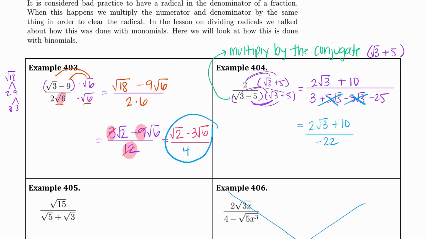Just like in the last one, we're going to look at all of our numbers outside of the radical symbols and see if they can simplify. In this case, they can all be divided by 2, so I get 1 square root 3 plus 5 divided by negative 11.